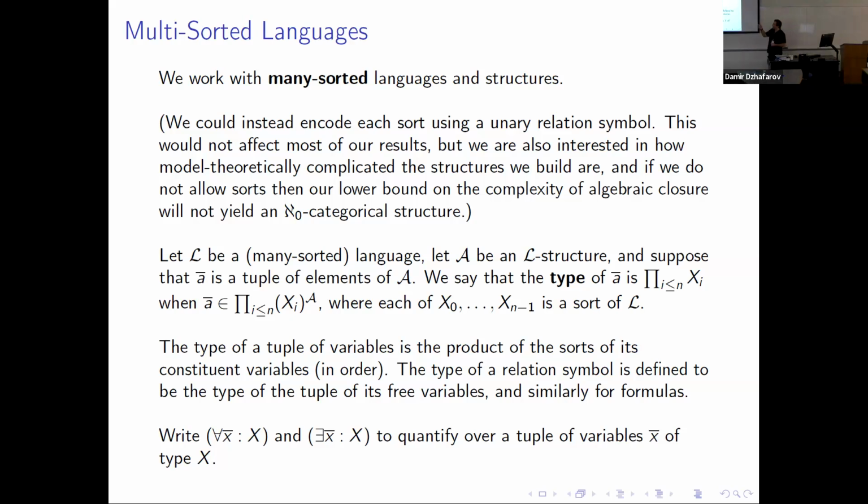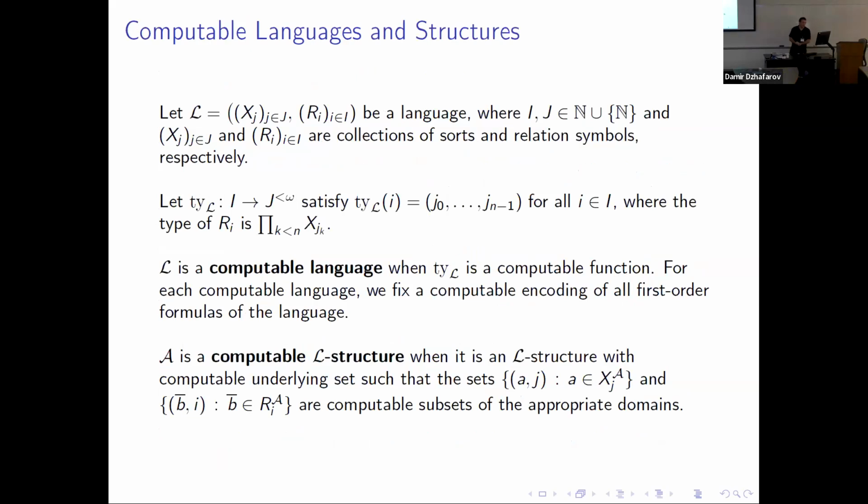Notationally, the type of an element is just the collection of sorts of each of the elements of a tuple. And we say, for all x colon X, it just means x is of type X. Don't worry too much about this if you're not familiar, but for those who are, that's what the notation is. All right. More relevant for this audience, we want to work with computable structures.